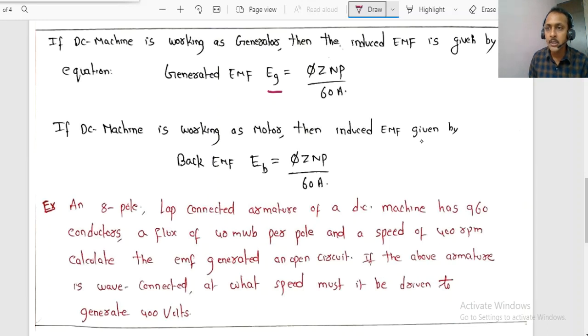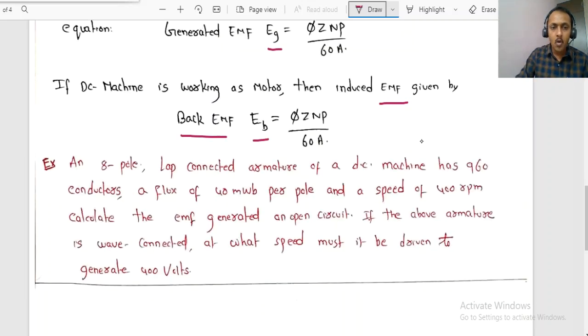If the same machine is working as a motor, now this induced EMF is called back EMF, denoted with the letter EB. EB indicates the back EMF, EG indicates the generated EMF. In both cases, the expression is the same, φZNP by 60A. So this is how we can calculate the generated EMF. Now let me do a small example on this so that we can understand it in a better manner.